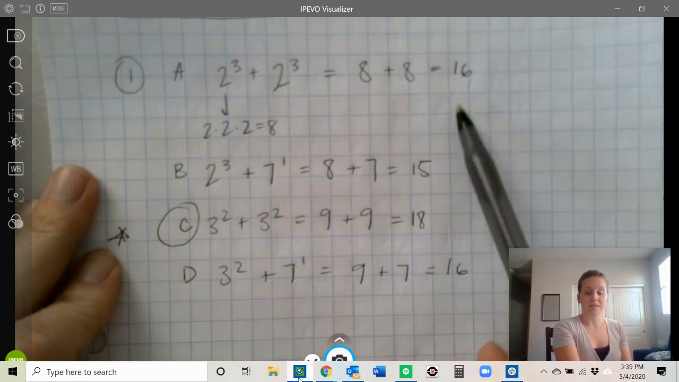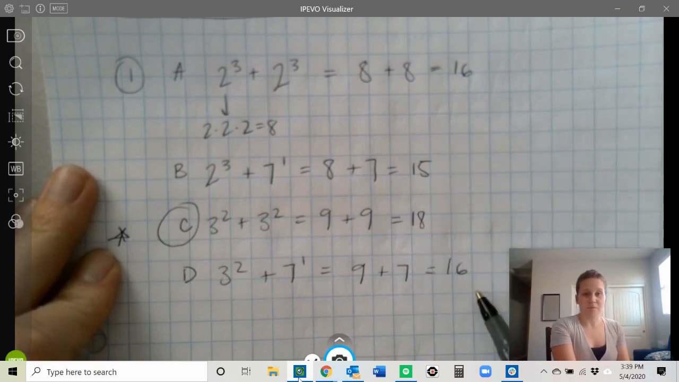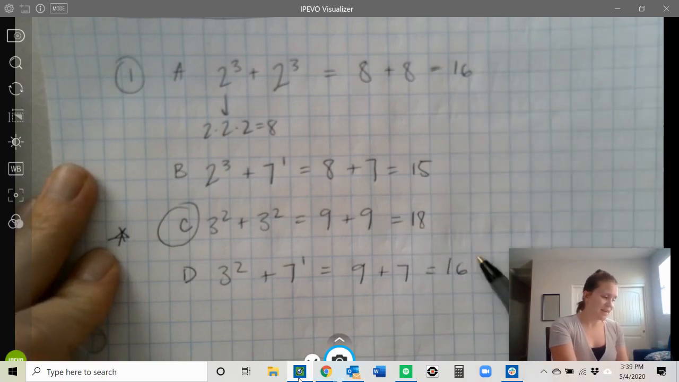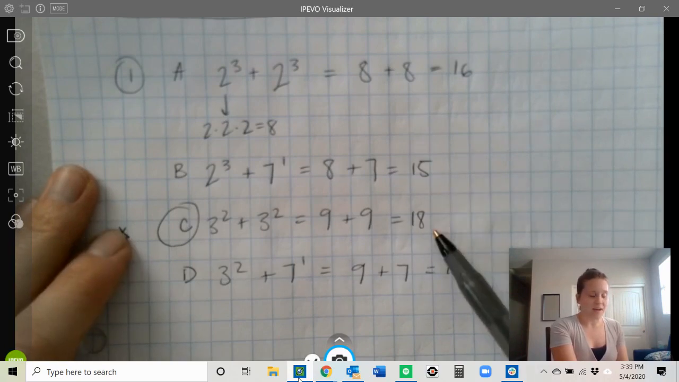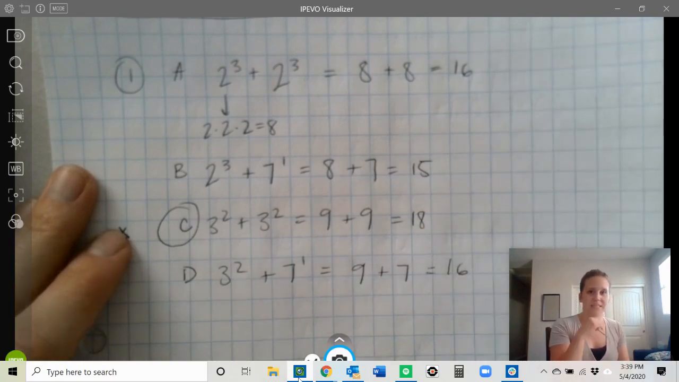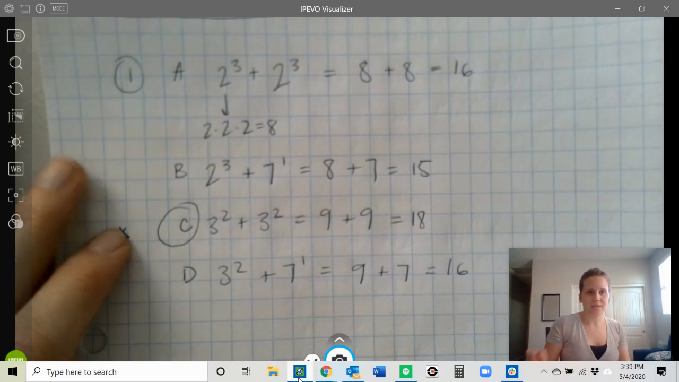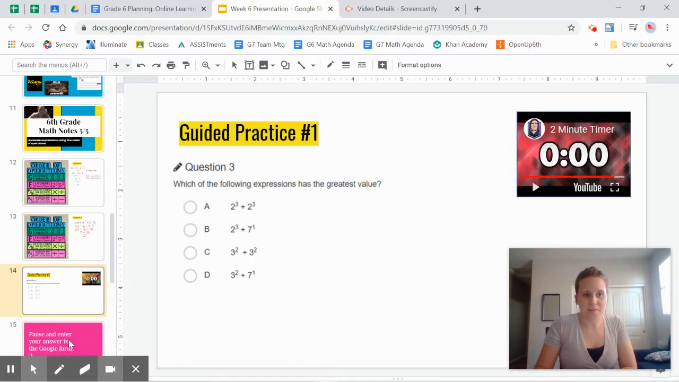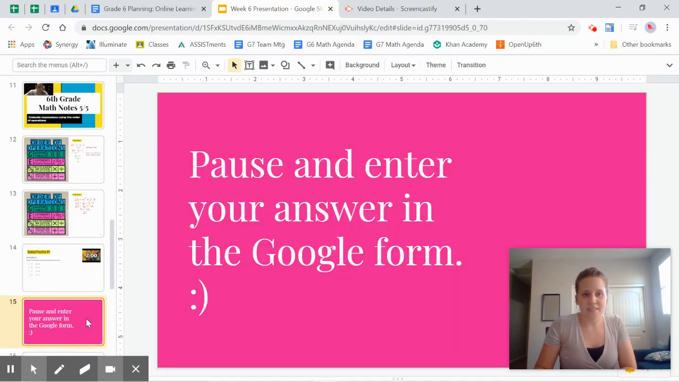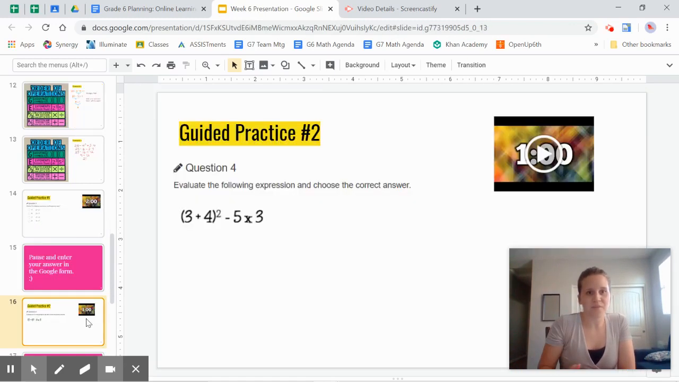Okay. The reasoning is the same throughout here. I had a value of 16 for A and D, a value of 15 for B, and the greatest value of 18 for choice C. Okay. Go ahead and in your Google form, please enter C for question number 1. Excellent. We are ready to move on to question number 2.